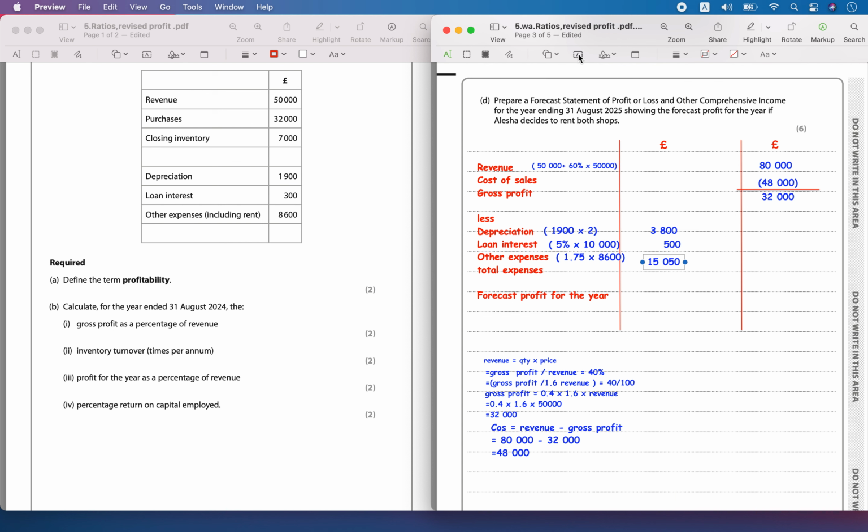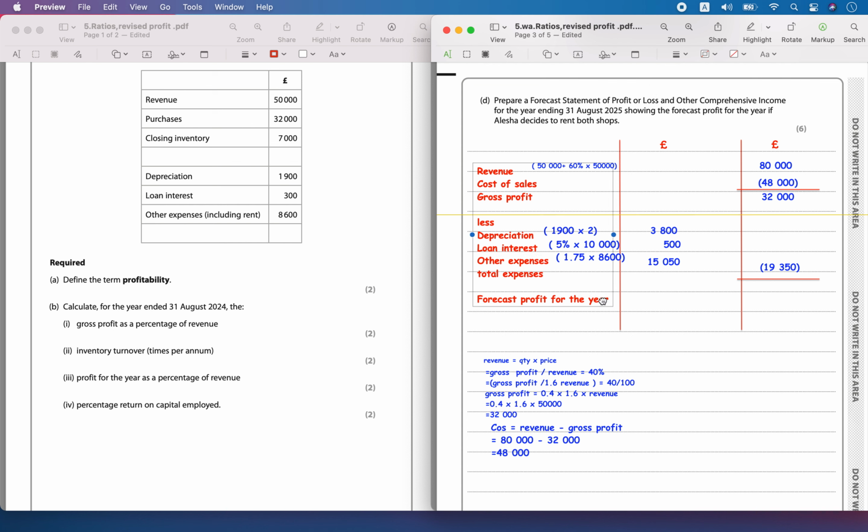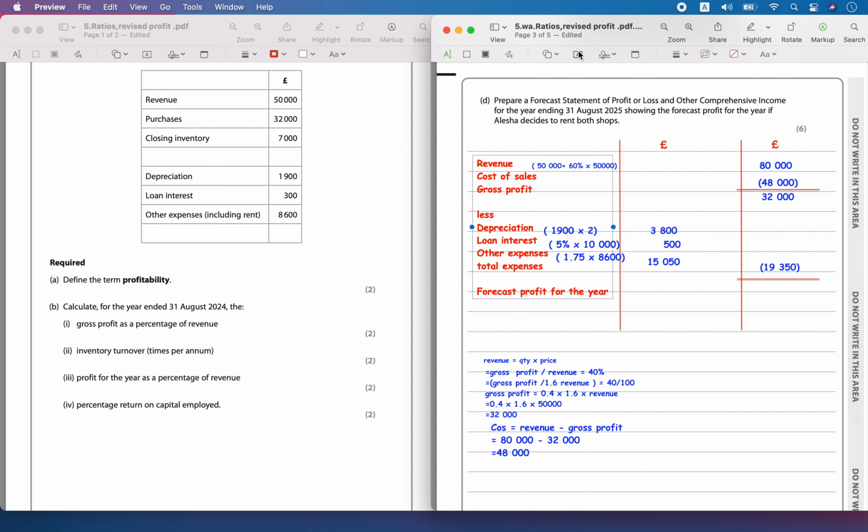Now let's add up all the total expenses. So the total expenses is going to become 19,350. So now we have to subtract from 32,000 minus 19,350. So the value for the forecast profit for the year is going to be around 12,650.